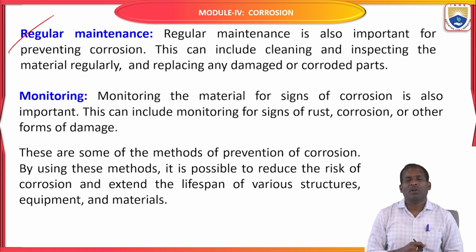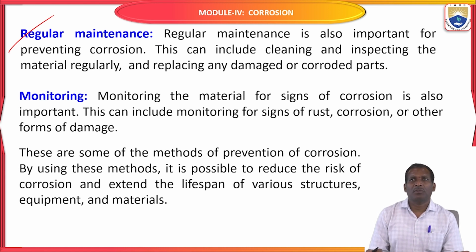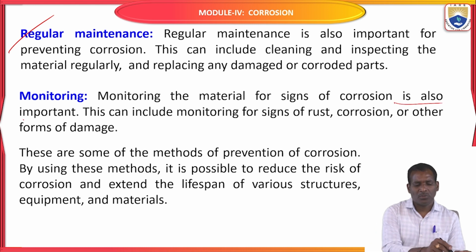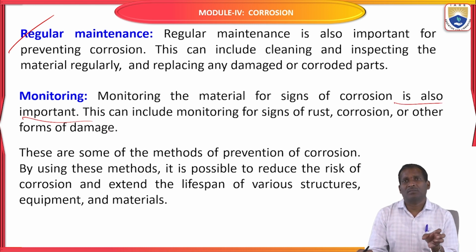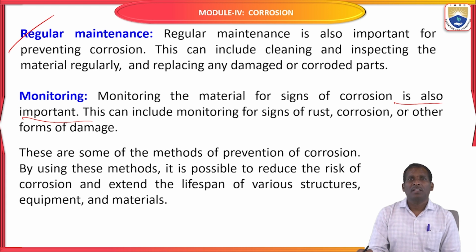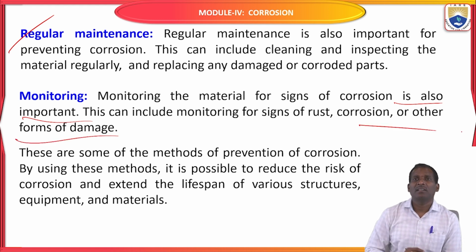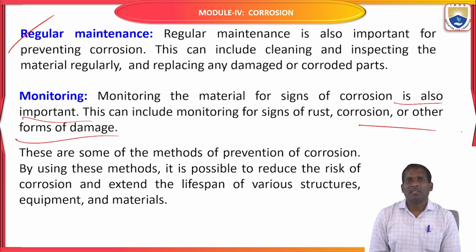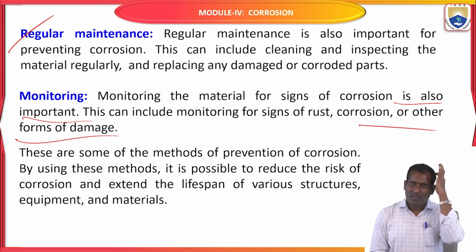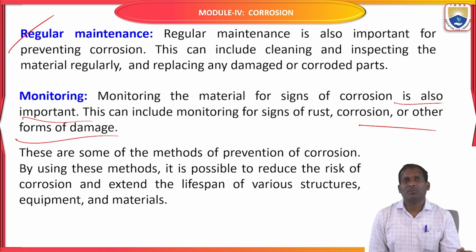Next, monitoring the material for signs of corrosion. This is also important. Monitoring the material for signs is very important. This can include monitoring for signs of rust, corrosion, and other forms of damage like cracks. It indicates the part that is corroded. So by monitoring the material for signs of corrosion, you can reduce it.